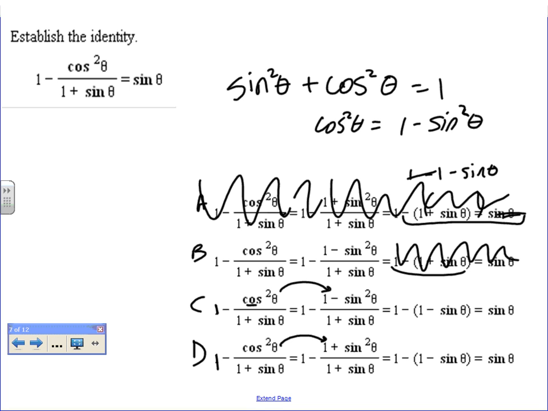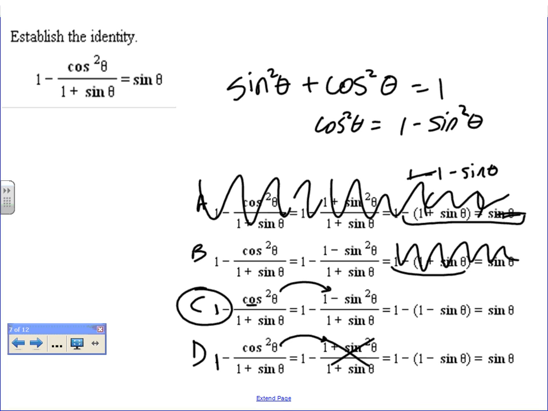And so cosine squared is 1 minus sine squared, not 1 plus sine squared. And so that step was invalid. Therefore, we eliminated the first two choices. So this one would have to be C. So notice I really didn't even work anything out on this one. Now, I'm actually going to work this out so you can see what's going to happen with this.